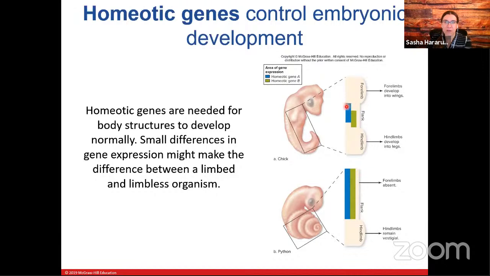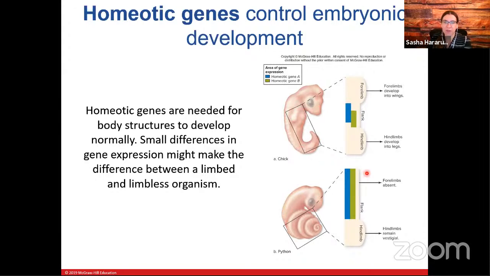So whenever gene A, in blue, is expressed and gene B is not expressed, the forelimbs develop, the upper limbs develop. And whenever gene B is expressed and gene A is not expressed, then the hind limbs develop. So in a chick, there are regions in the fetal tissue that express only gene B, and there is a region in the fetal tissue that expresses only gene A. So the chick will have both forelimbs and hind limbs.